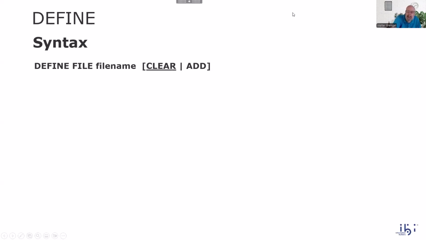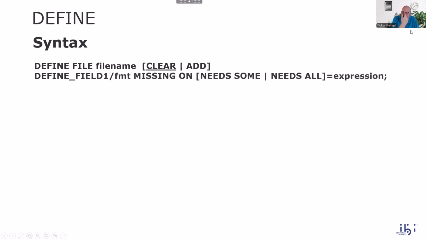All right, so let's get into define. Syntax for define: DEFINE FILE filename. You can add CLEAR, which is the default. You can add it, but if you don't, any previous defines will be cleared. Or you can put an ADD qualifier that says I want to add these definitions to the ones that already exist.